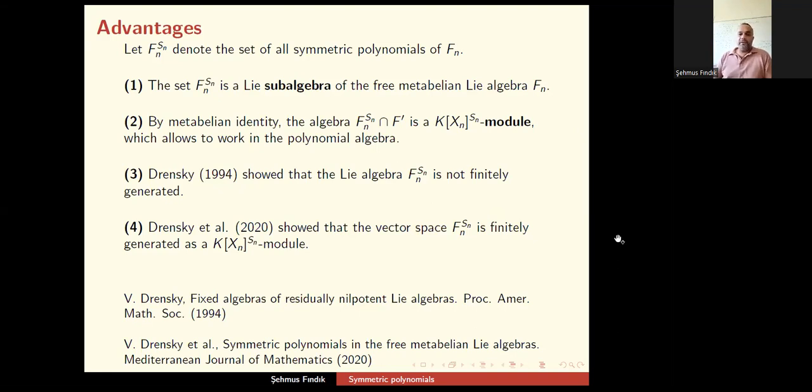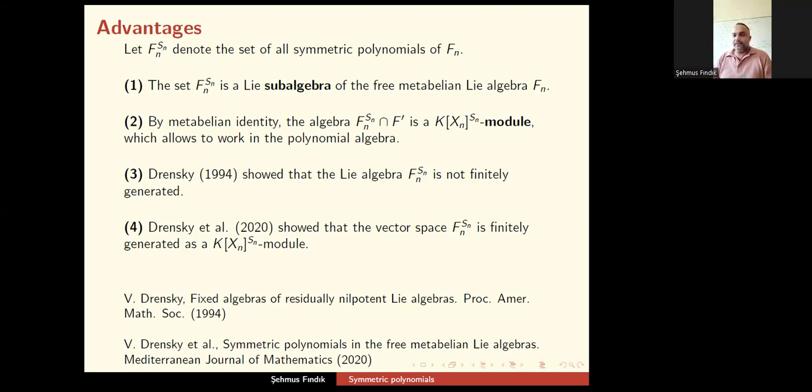So working in a free metabelian Lie algebra has some advantages. The first advantage is that Fn to the Sn is a Lie subalgebra. When it is a subalgebra, the natural questions that come up are: do you have generators? What are the automorphisms, and so on? And by the metabelian identity again, we have a KXN to the Sn module structure. And Dransky showed that for the Lie algebra Fn to the Sn, of course this is the special case, in characteristic 0, Sn can be replaced by any finite group G.